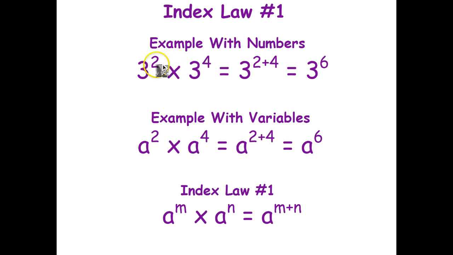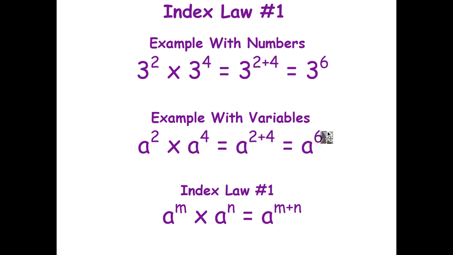Index law number one, 3 to the power of 2 times 3 to the power of 4. To multiply powers with the same base, add the indices, and you get 3 to the power of 6. What we'll be doing in this series of videos is similar sort of examples, but using the letter A to stand for the base rather than a specific number. So A squared times A to the power of 4 equals A to the power of 6.